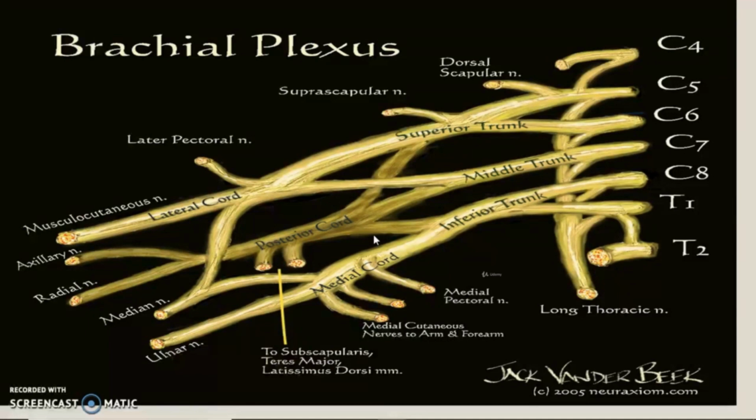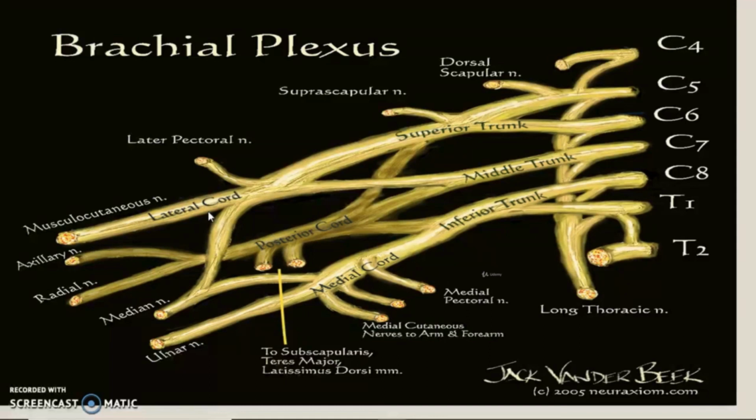The remaining posterior divisions of all three trunks, superior, middle and inferior, all together go to form a cord called the posterior cord. In this way you have three cords, lateral, posterior and medial cord. And again these cords are going to give some branches. Those branches we will deal with clearly later. Now you just remember, from the lateral cord we will have 3 branches, and from the medial and posterior cord we will be getting 5 branches.